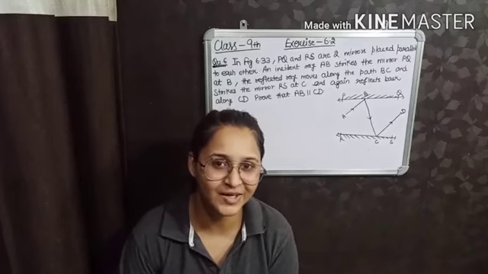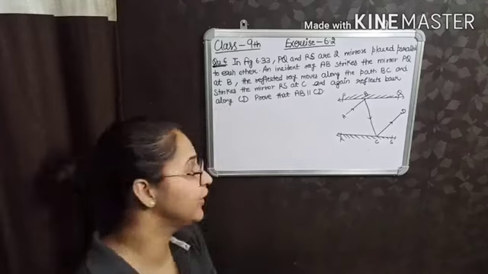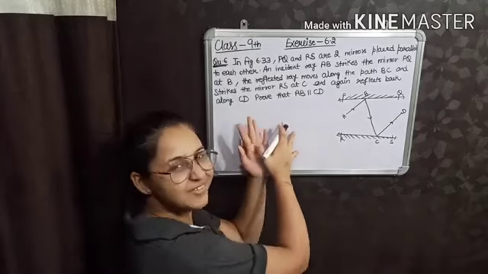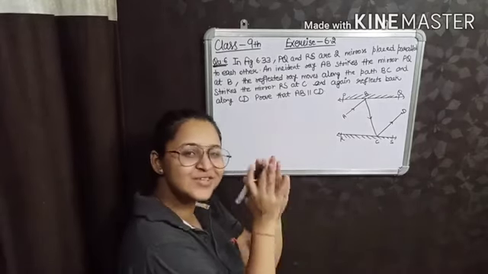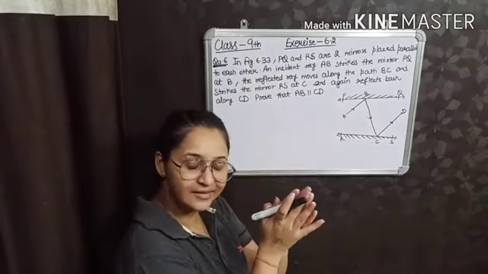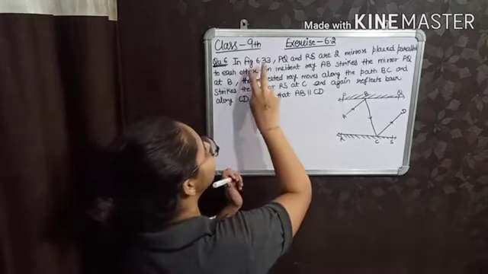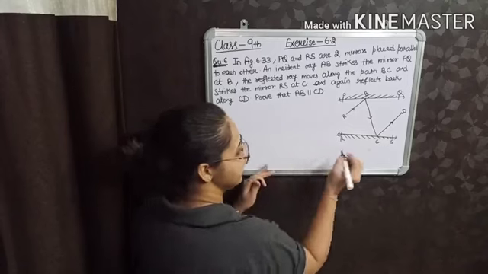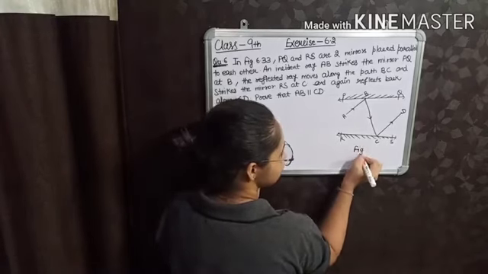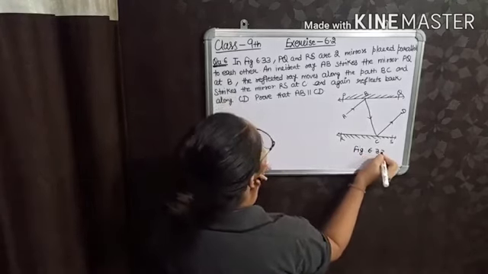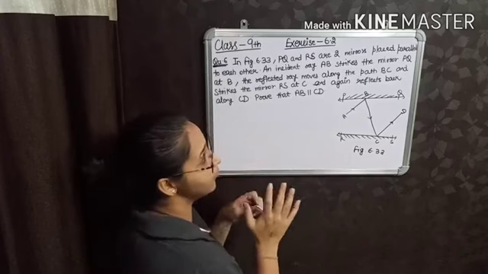Now let's start question 6 of exercise 6.2. It is a very long question, right? But it is very easy. It is lengthy, but it is very easy. Let's start to solve. In figure 6.33, PQ and RS are two mirrors.